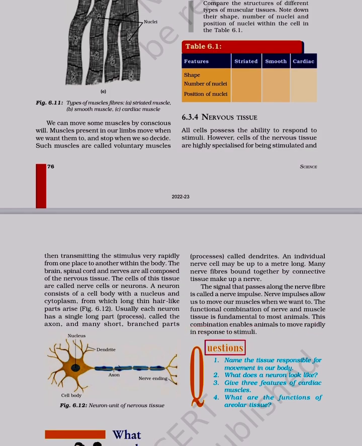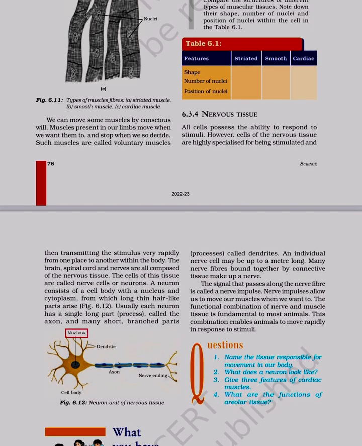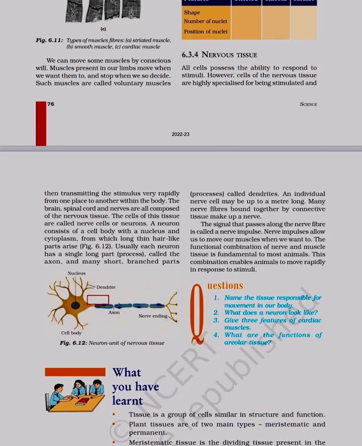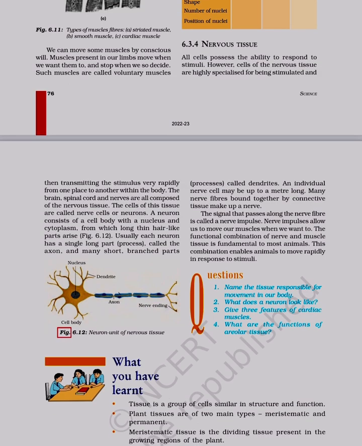Questions. Q1. Name the tissue responsible for movement in our body. 2. What does a neuron look like? 3. Give 3 features of cardiac muscles. 4. What are the functions of areolar tissue? Nucleus, cell body, dendrite, axon, nerve ending. Figure 6.12, neuron, unit of nervous tissue.